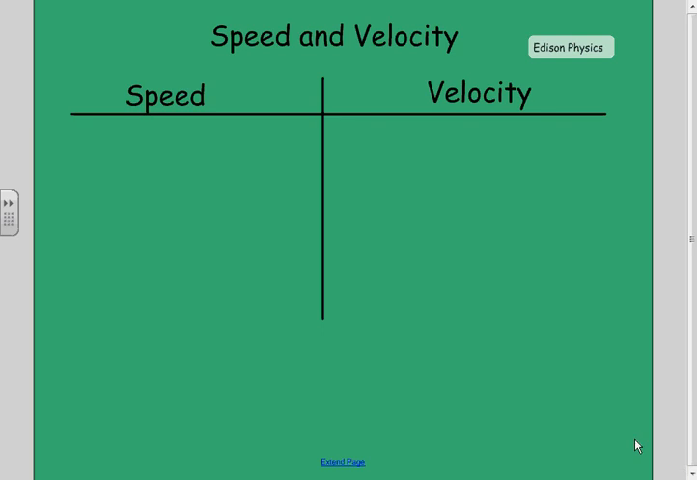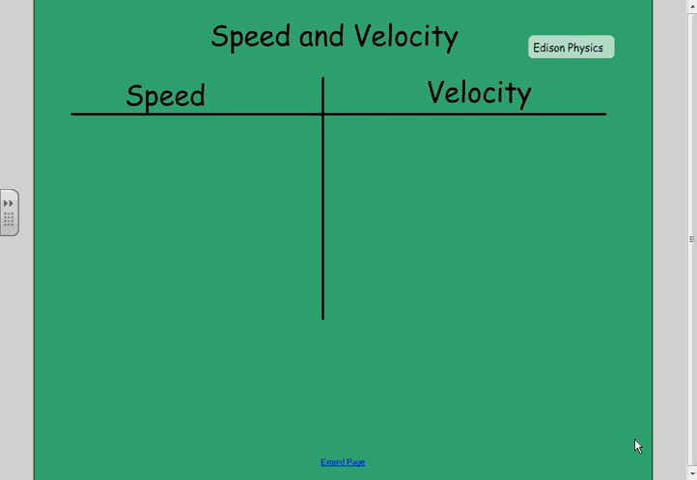This video is going to talk about the difference between speed and velocity. Suppose somebody asked you to describe how fast you were going. You would probably say something like 20 miles per hour, or if we think metric, maybe 15 meters per second. In both instances, miles per hour and meters per second, what we're really talking about is how far did we go divided by how much time did it take.